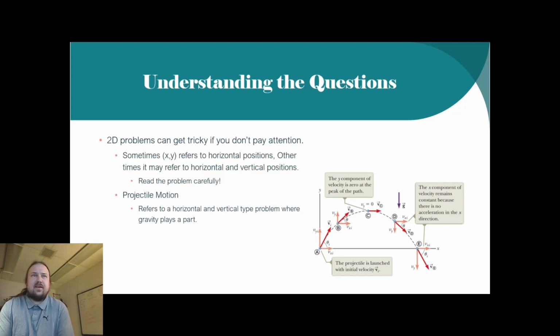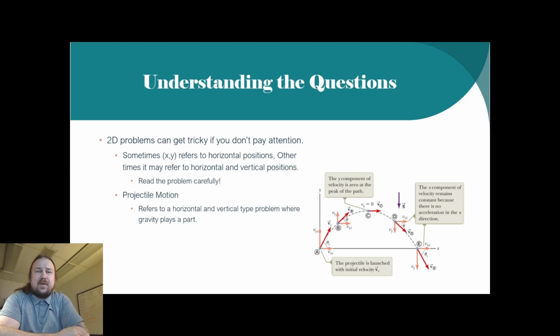Sometimes when we say it moves x and y, we're referring to horizontal positions. Like if you looked at your desk or your table, we might call the direction away from you y, and we might call the horizontal direction in front of you x, both of which are taking place on the tabletop. So x and y would both refer to something in a horizontal position. Other times it may refer to horizontal and vertical, as in the tabletop represents the horizontal axis, and vertically above the table would be the y-axis.